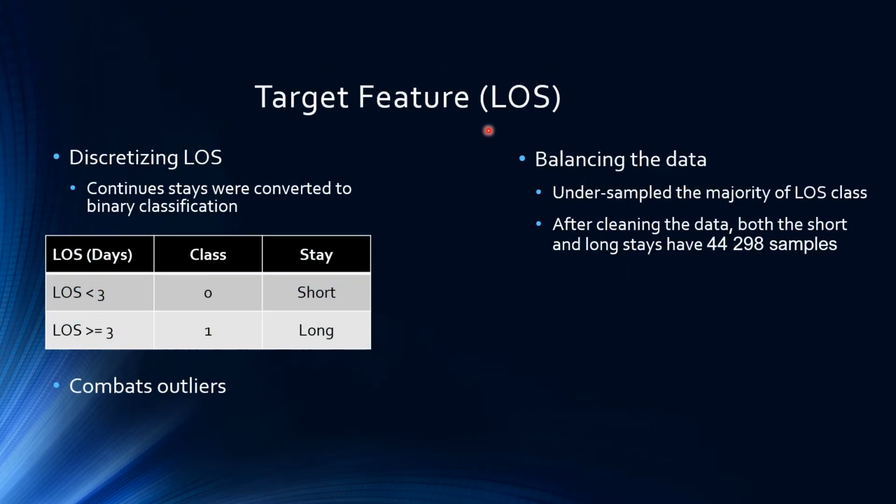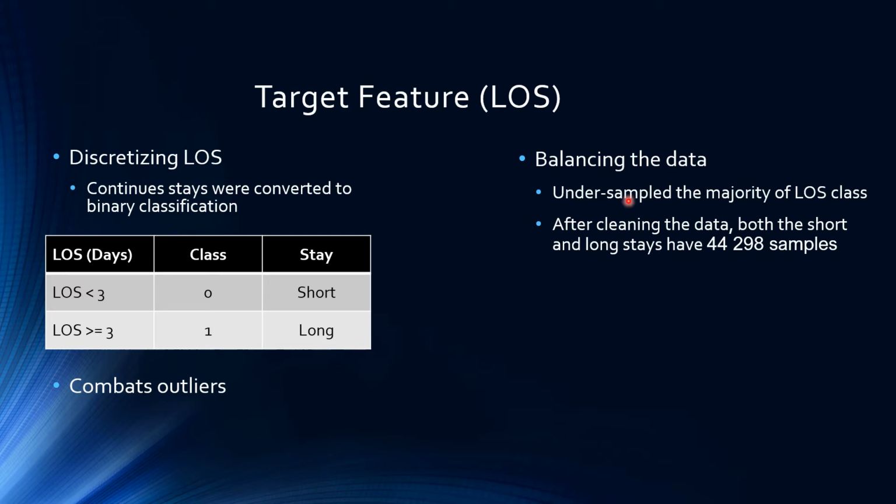The target feature LOS is a continuous feature by nature, as it could range from 1 day to infinity technically. We therefore discretized LOS by converting the continuous stays to a binary classification. So if the stay was less than 3 days, then we converted it to class 0, being a short stay, and if it was more than 3 days, then we converted it to class 1 and we considered it to be a long stay. This also combated outliers, as if you have outliers, it will just be part of either the very big class or the small class, but no real outliers were detected.